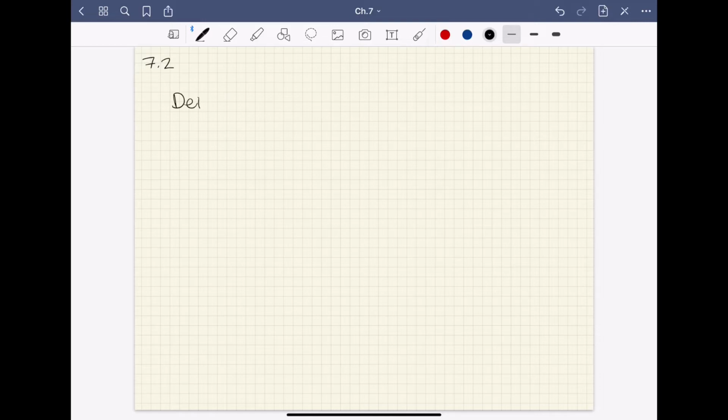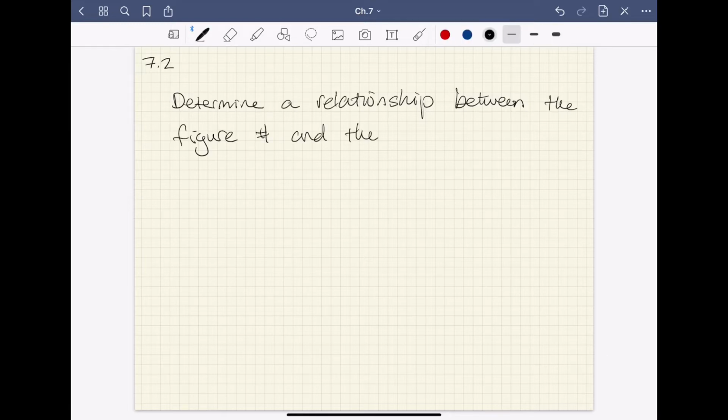So we need to determine a relationship between the figure number and the value of that figure. So let me give you guys an example.